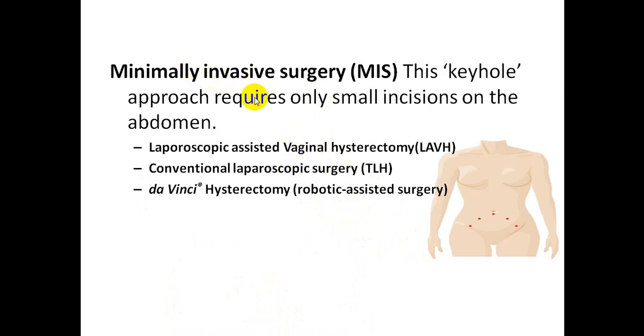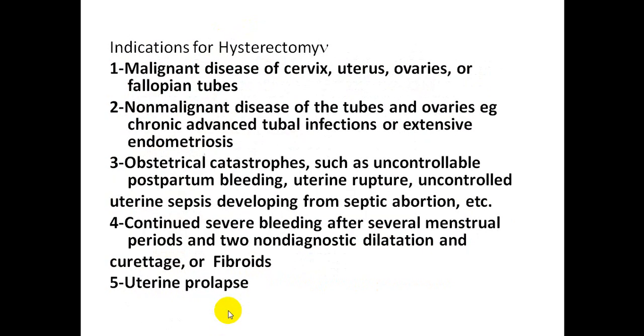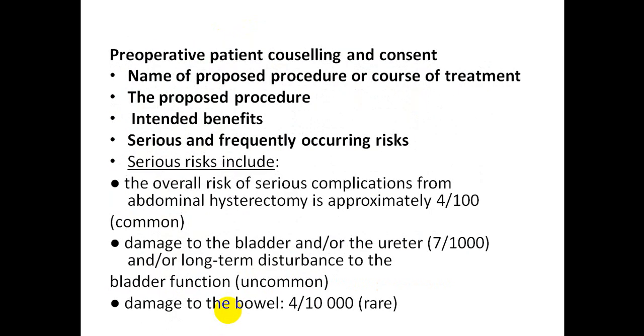Minimally invasive surgery. This is a keyhole approach requiring only small incisions on the abdomen, and laparoscopic assisted vaginal hysterectomy was done. Conventional or hysterectomy by robotic assisted surgery. Types of hysterectomy: subtotal or partial hysterectomy, total hysterectomy, pan-hysterectomy, radical hysterectomy, and ultra-radical hysterectomy. The type of hysterectomy depends on the indication of hysterectomy.